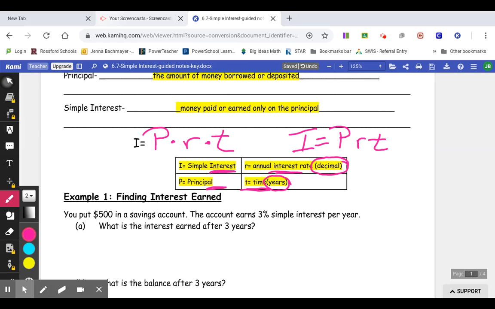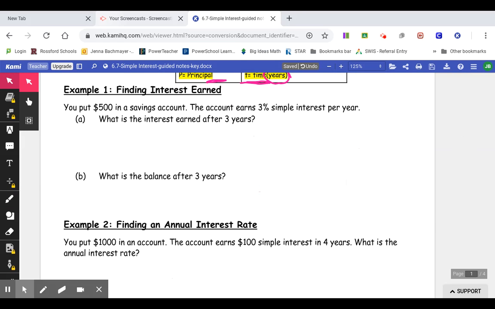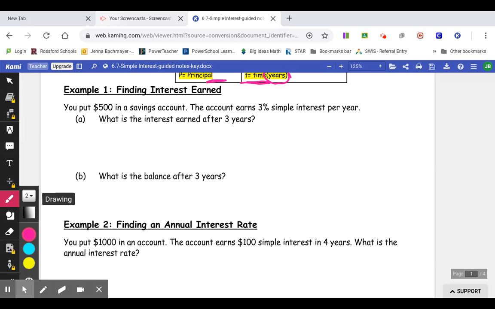Okay, so let's look at example 1. In example 1, we want to find the interest earned. So you put $500 into a savings account. The account earns 3% simple interest per year. What is the interest earned after 3 years? So I'm going to start by writing my formula. I equals PRT.